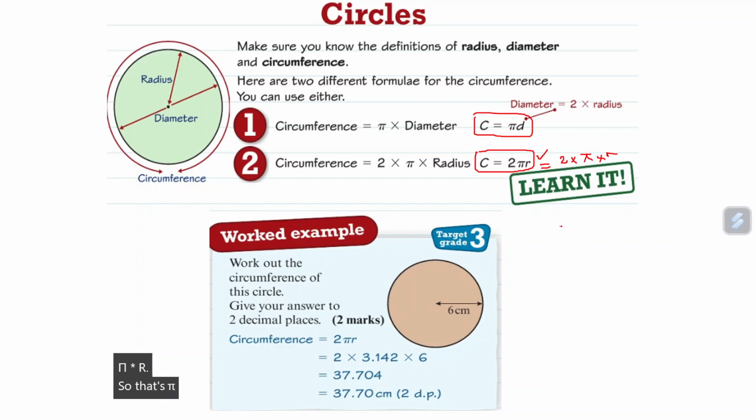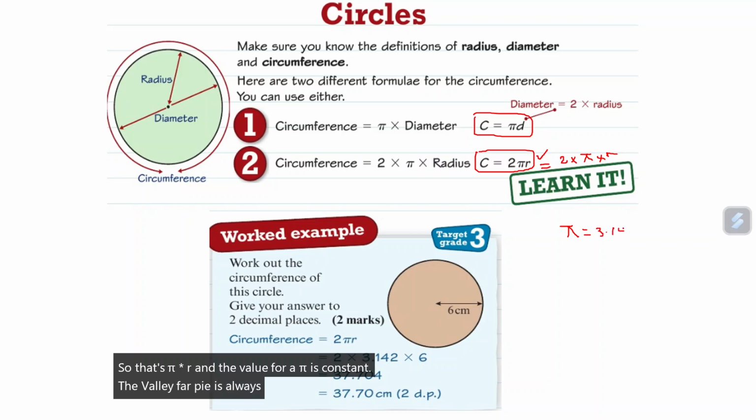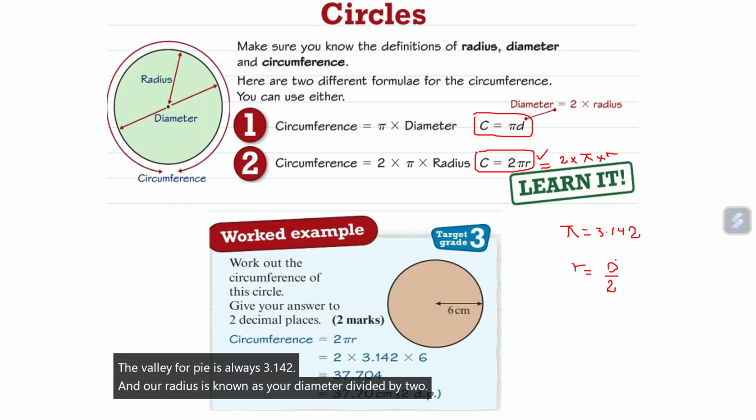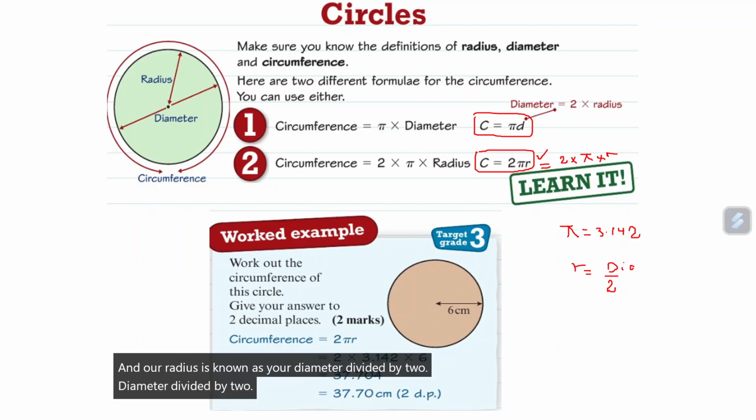And the value for our pi is constant. The value for our pi is always 3.142. And our radius is your diameter divided by 2. Diameter divided by 2.